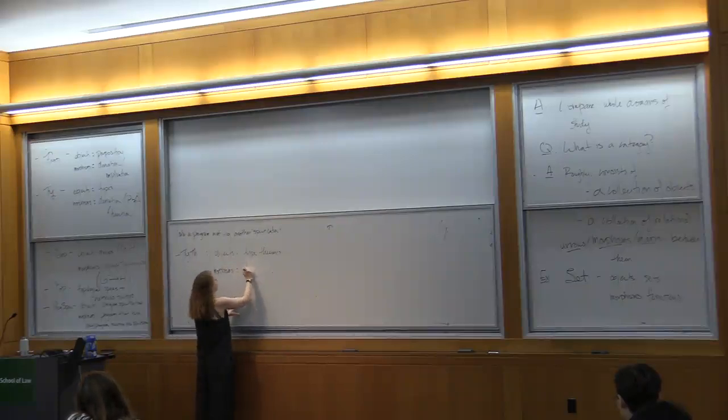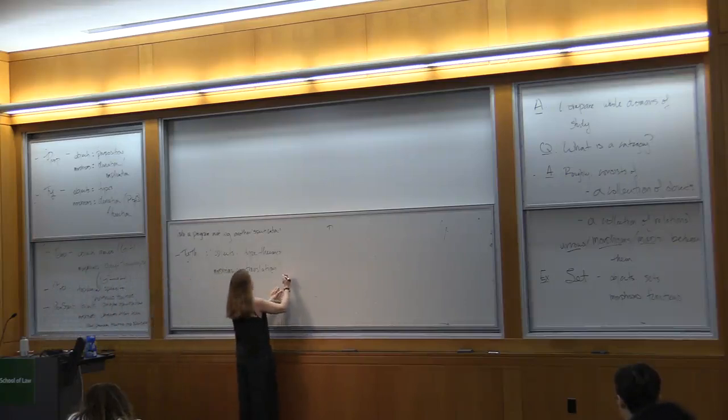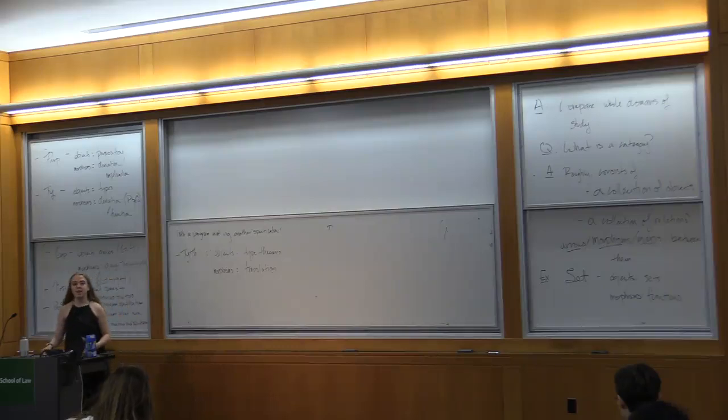Morphisms are what we might call translations between type series. Maybe by translations I mean something like compilation or translation. Okay, so those are all the examples.